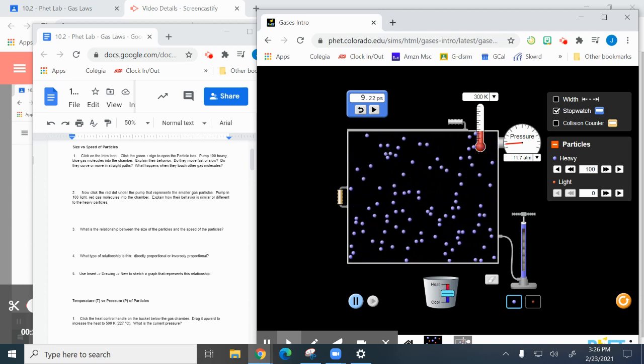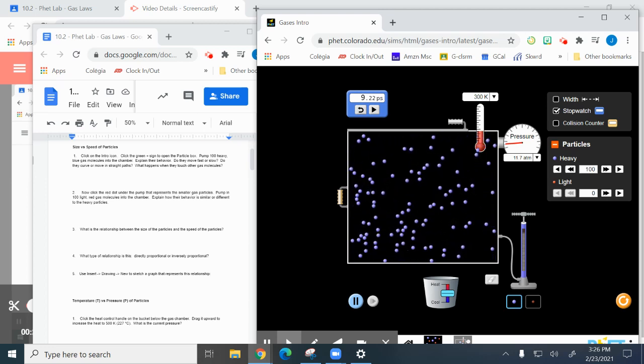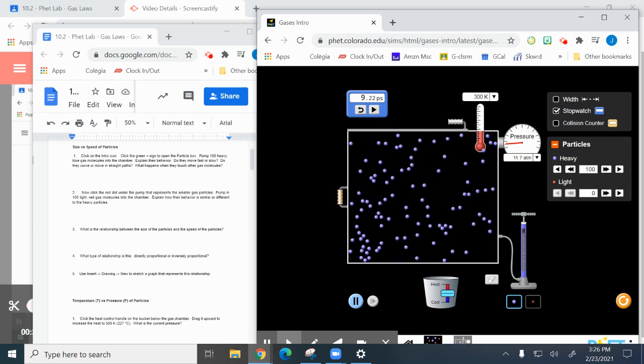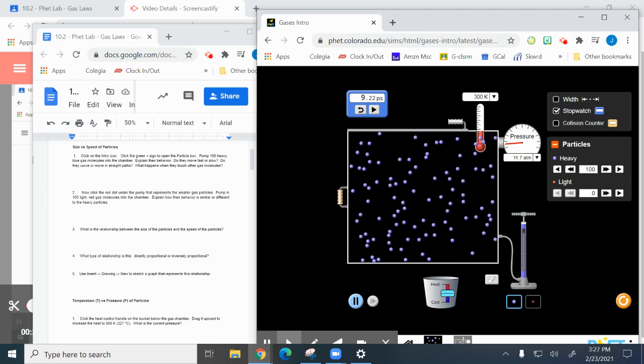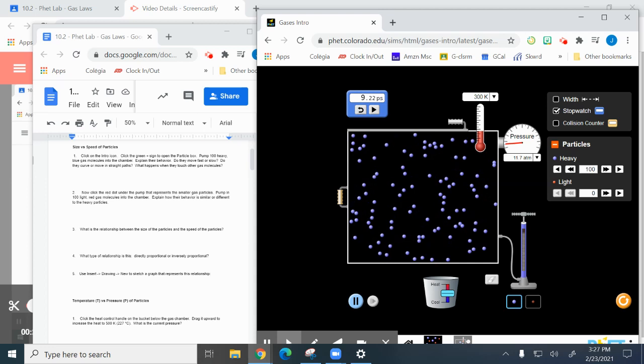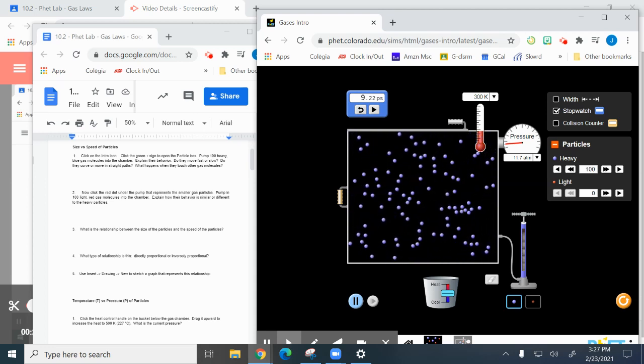What happens when they touch each other? They bounce off, and that's an elastic collision. The energy can be transferred. If you watch them closely, a fast one will hit a slow one, and then the fast one will be going slow, and the slow one will be going fast. But that is a nearly elastic collision there.